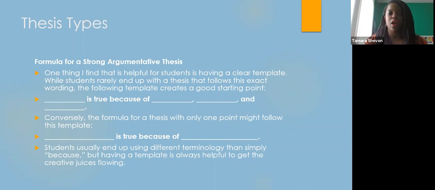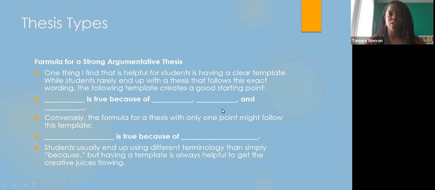So the formula for this, if you want to know exactly how to write an effective thesis statement like this for an argument, right? One thing that I find helpful for students is having a clear template. While students rarely end up with a thesis that follows this exact wording, the following template creates a good starting point. So this is basically the way that you can start to structure your thesis statement if you want to use the 3-point method. So blank, whatever you're talking about, is true because of blank, blank, and blank. Okay, so that is the way that you're going to structure your thesis statement, okay?